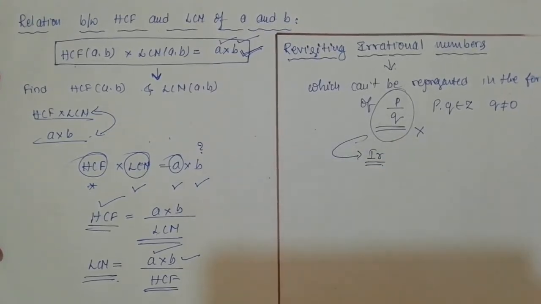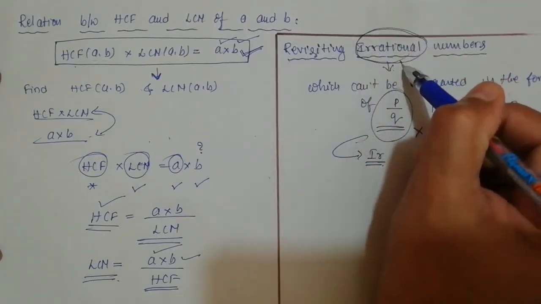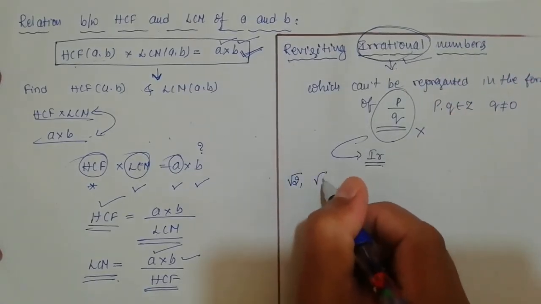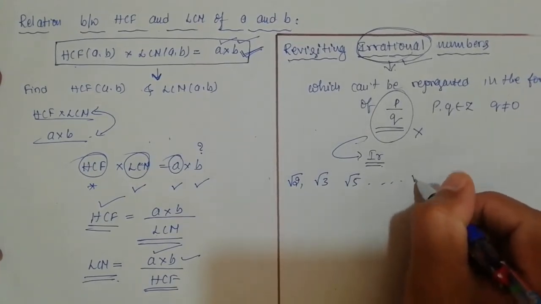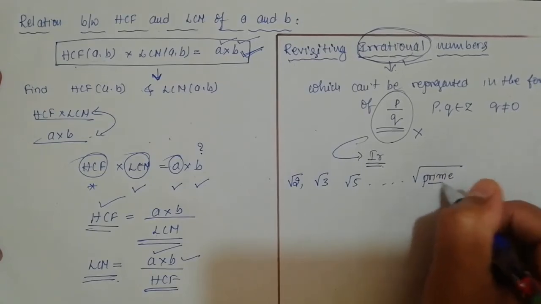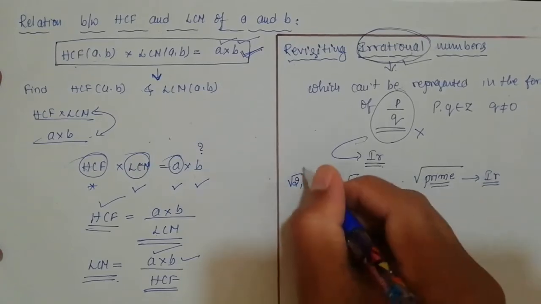Irrational number. Now in this chapter, we are going to prove the irrationality of some numbers. The best examples are square root of 2, square root of 3, square root of 5, and so on. I told you that the square root of a prime number, if you write a prime number within the square root, is always an irrational number.